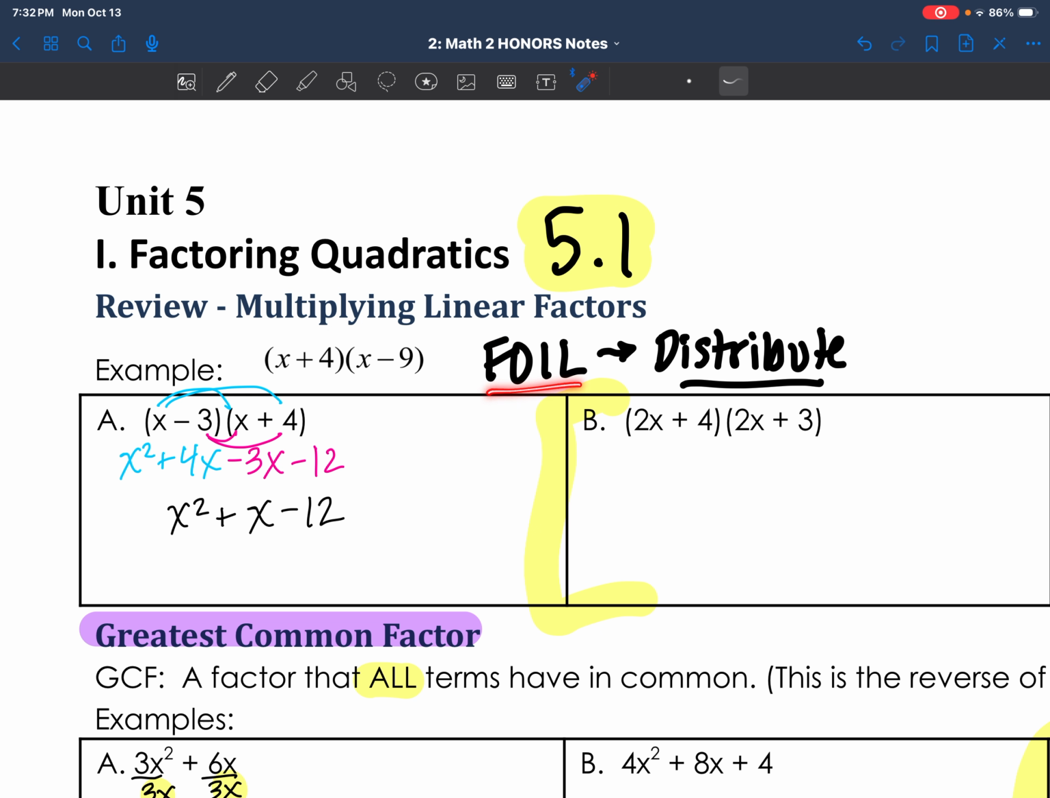So you've probably heard the term FOIL before. It means first, outer, inner, last. That's just a little trick to remember. I just say distribute all the terms and then combine like terms at the end.